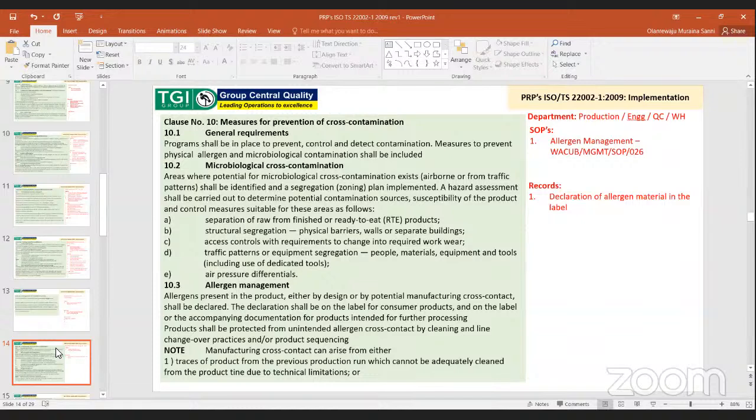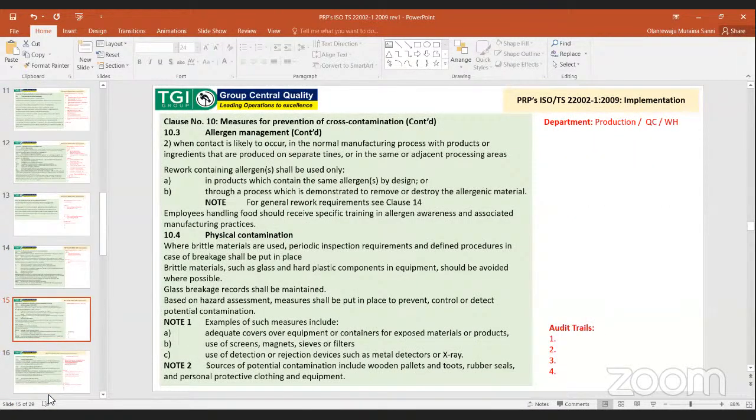So we also look at allergen management. We have a procedure for that. Then for records, we have declaration of allergen material on our label. That is, we need to ensure that whatever ingredients we have used in the production of our products must be clearly defined. So if a customer is allergic to a particular ingredient, he will clearly see it and avoid eating that product, to prevent cross contamination and allergen reactions. The measure for preventing, okay, that's continuation.